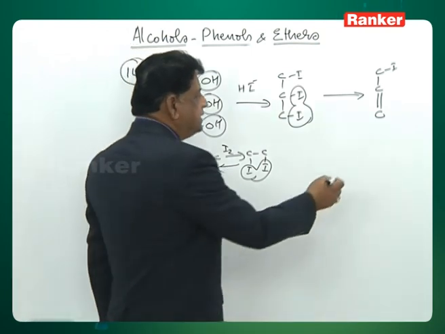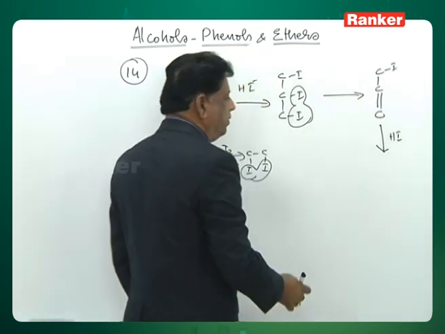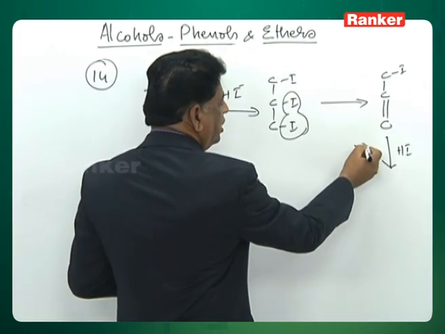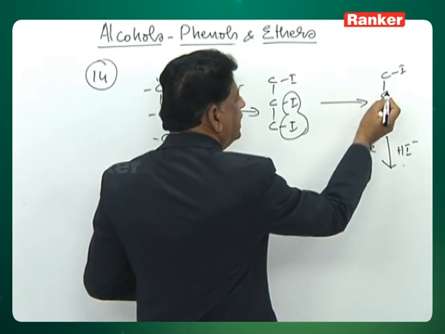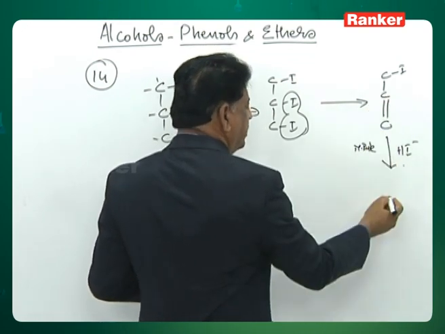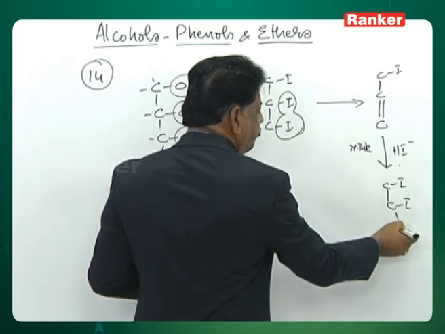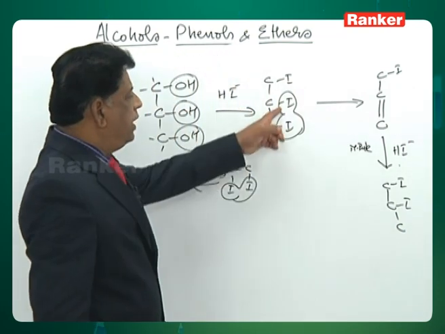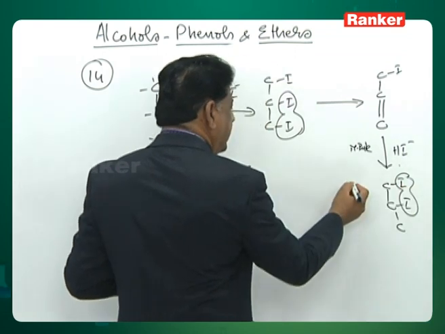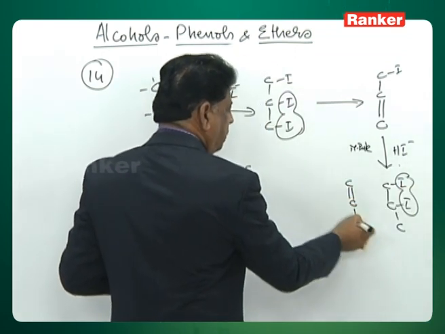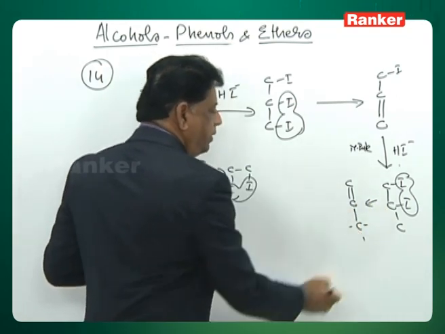But if excess HI is added, what happens? 1 HI will be added on this compound, following the Markovnikov rule. The rule says that the negative part will be added where hydrogens are less and the H goes to the terminal. So, therefore, you will get a 1, 2 diiodopropane. Again the same principle, 2 iodines are side by side, therefore, elimination takes place and you will get a propene, that is an allyl hydrogen containing propene is formed.